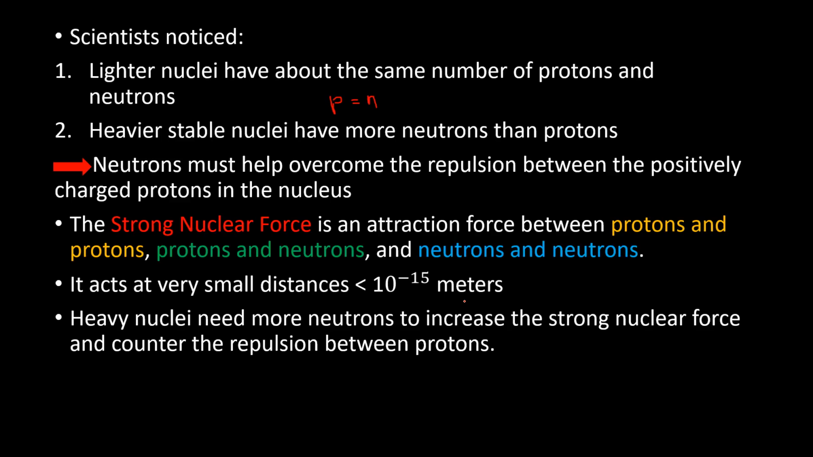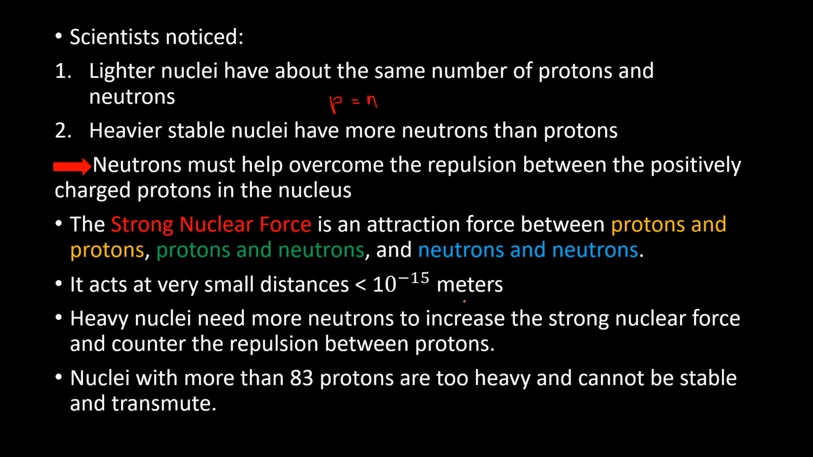Now, heavy nuclei have more neutrons because they need to increase the strong nuclear force to prevent the repulsion between the protons from breaking apart the nucleus. Nuclei with more than 83 protons are too heavy and cannot be stable, so they have to transmute and become smaller nuclei that are more stable.